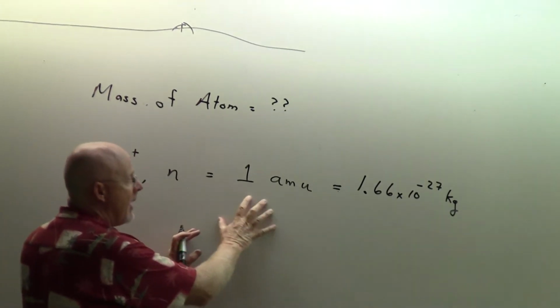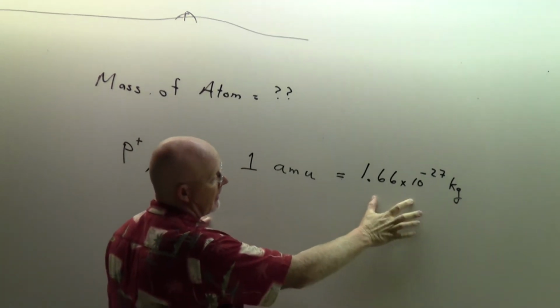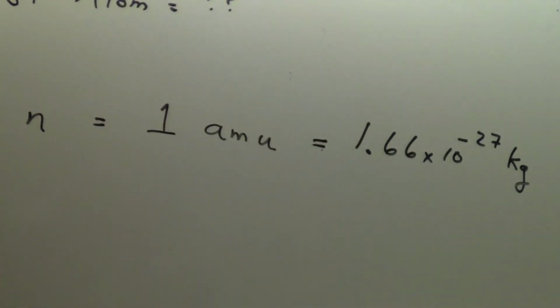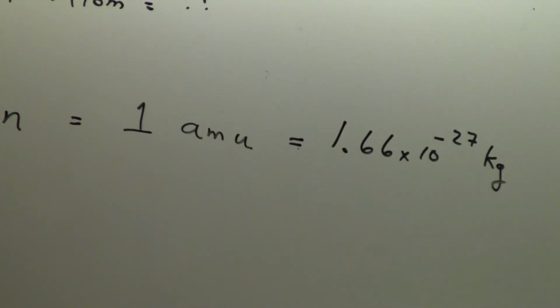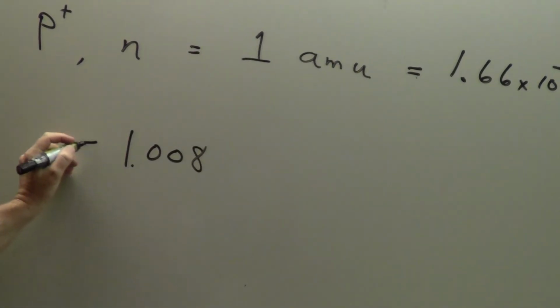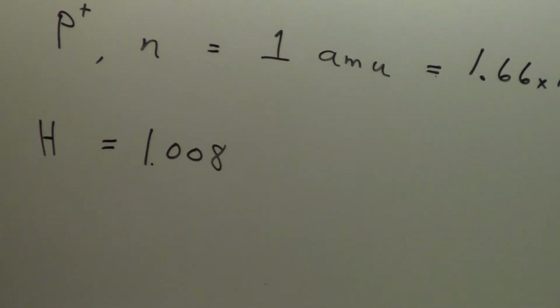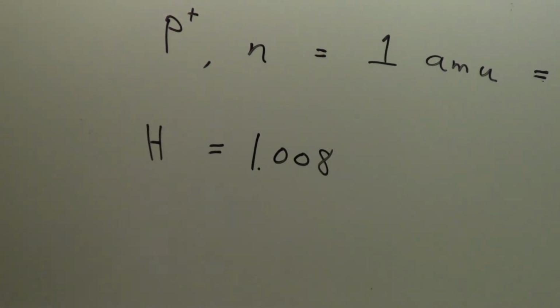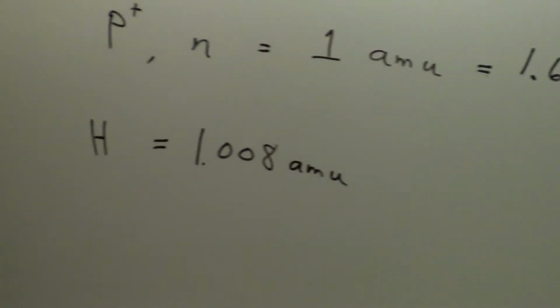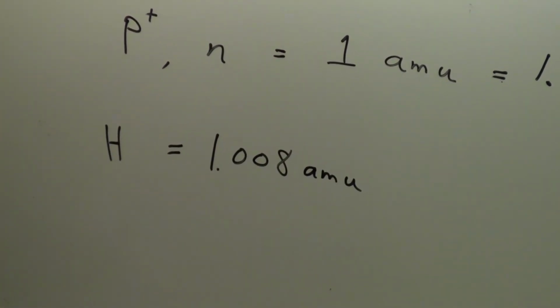So an atomic mass unit, an AMU, is a way of taking these small numbers and maybe having them look not so small. But when I see on that chart 1.008, that tells me that on average, the mass of one hydrogen is 1.008 atomic mass units.